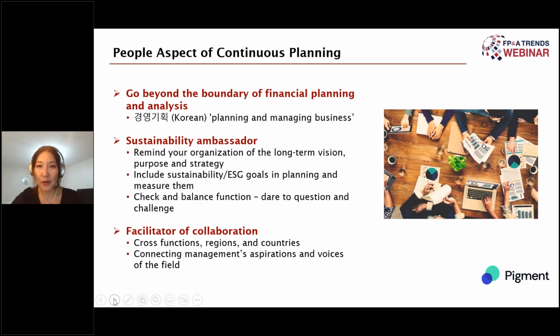And we are facilitator of the growth collaboration. Financial information is summation of all activities that happened in our organization and in the world. So we are in good position to help the organization work together to cope with the challenges we have in a very effective way. Also, integrated planning process. It's about connecting high-level aspiration to the voices from the field. Field, I mean line organizations.